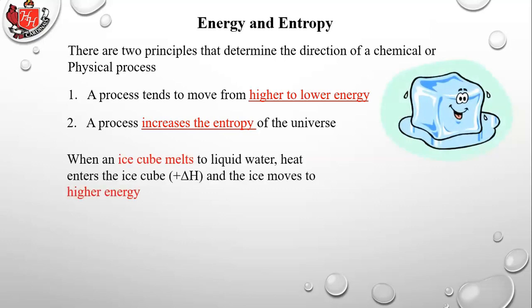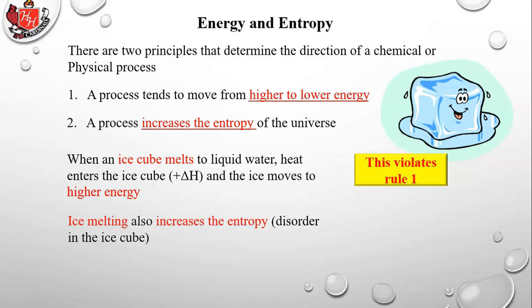So ice is a perfect example of understanding this concept. When an ice cube melts to liquid water, think about what happens. Heat enters the ice cube. That's what causes it to melt. So that's a positive delta H. So the ice moves to a higher energy. When you melt an ice cube, you have to put heat into it, and that makes the ice cube go to higher energy. But that violates the first rule, that a process tends to move from higher to lower energy. So there's something funny there that we're going to have to deal with.